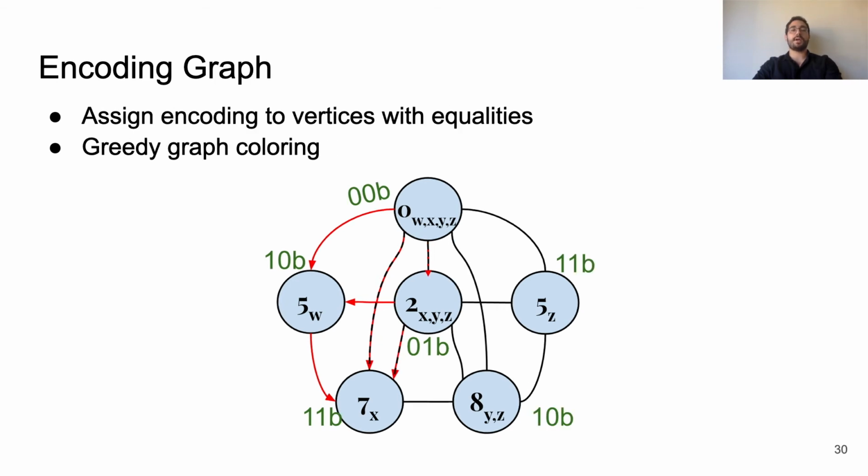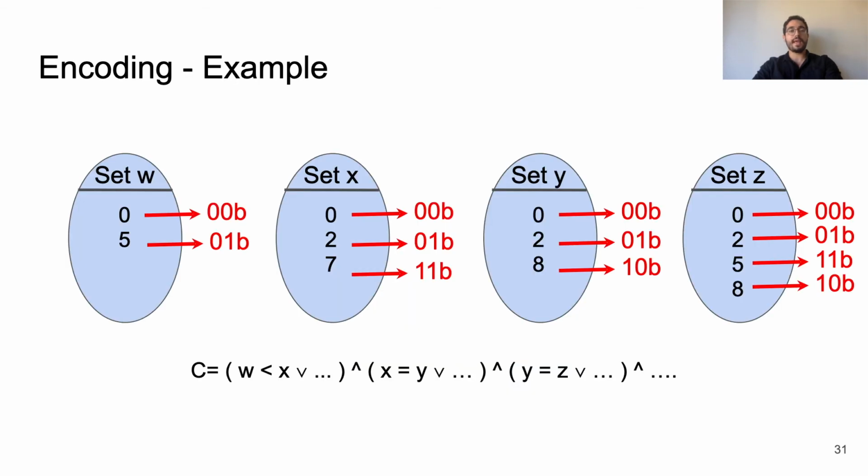Then Satune assigns encodings to the vertices that participated only in equality constraints by using a greedy graph coloring algorithm. It starts from the node with the largest number of neighbors and assigns unique encodings to the nodes one by one in decreasing order. Now all the encodings are assigned to values, and as you can see, the same values from different sets that are compared have the same encoding, and we can use circuit-based encoding to encode the constraints.